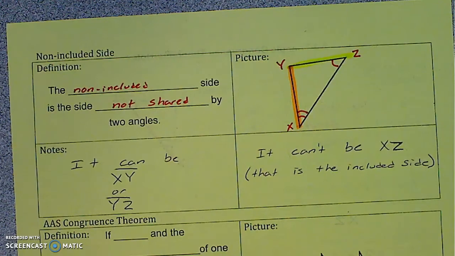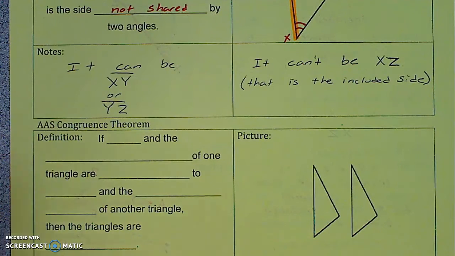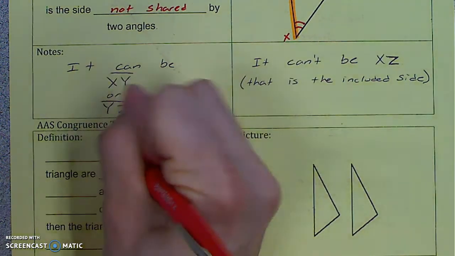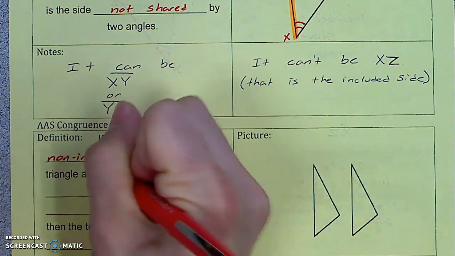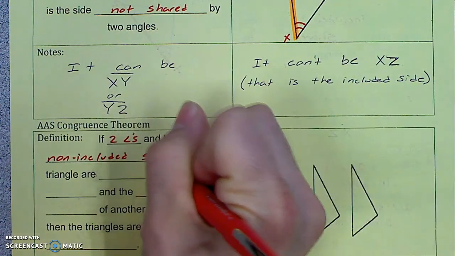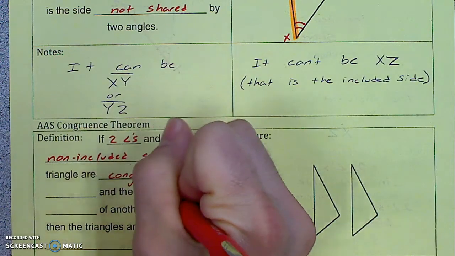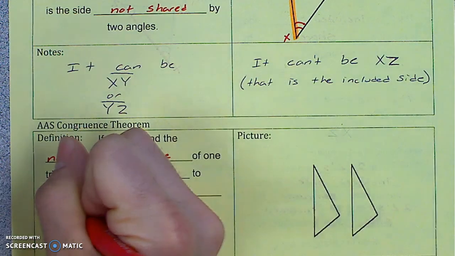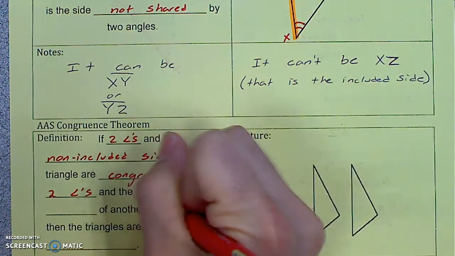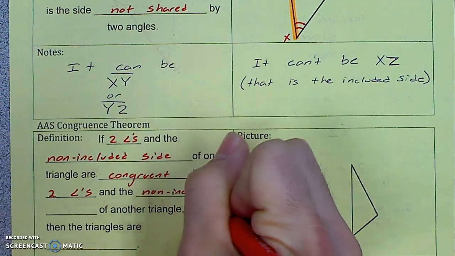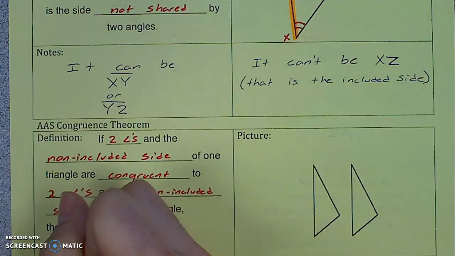So the next theorem, angle angle side, says if two angles and the non-included side of one triangle are congruent to two angles and the non-included side of another triangle, then the triangles are congruent.